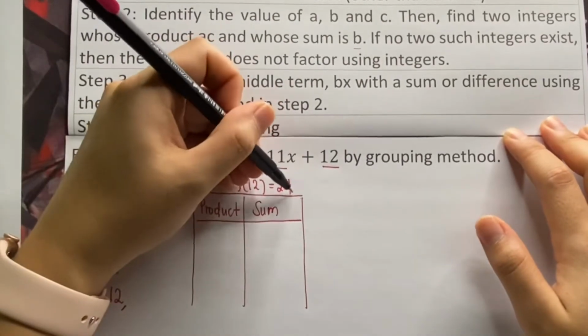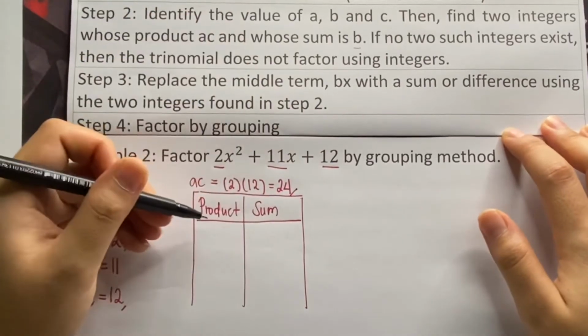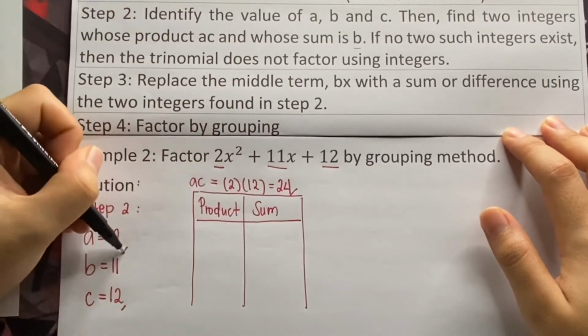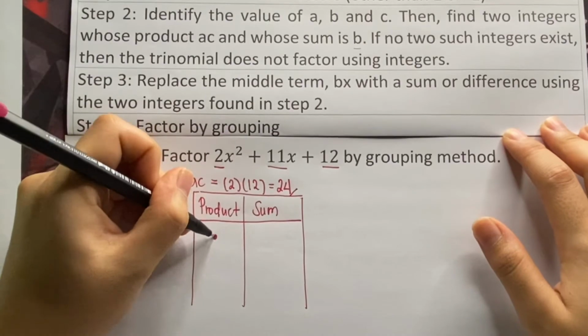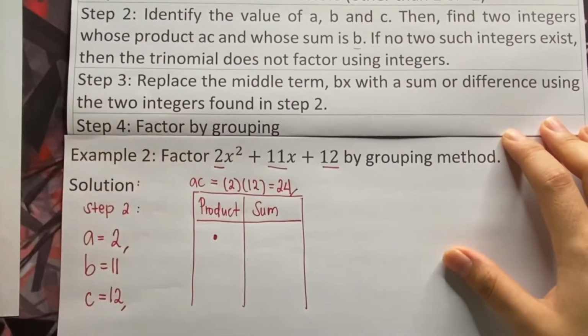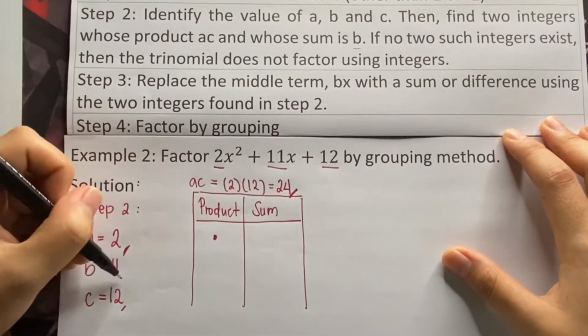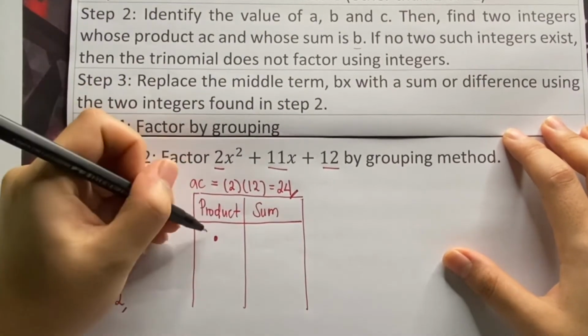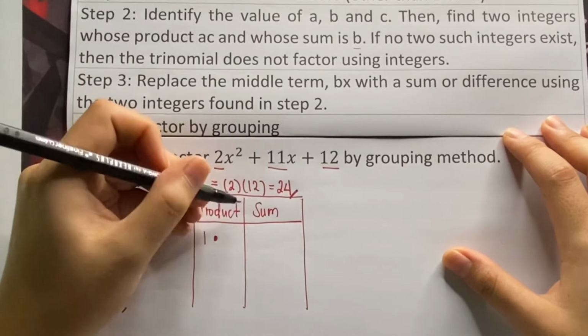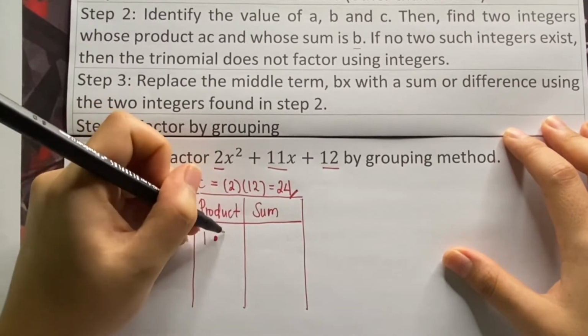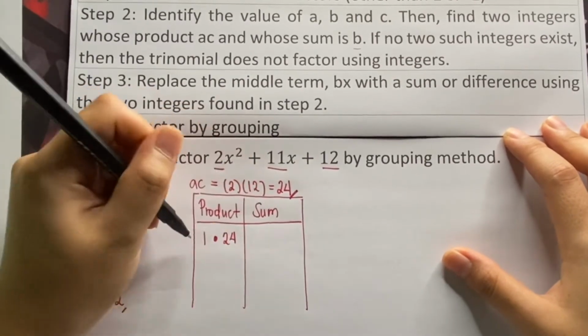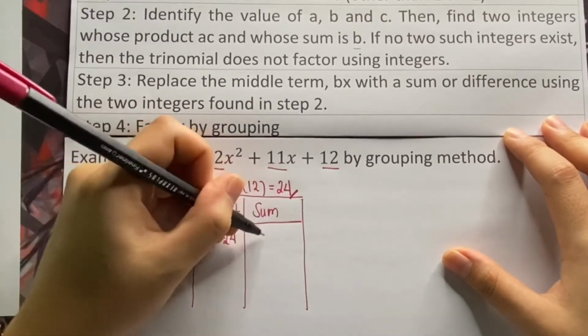So, dahil positive ang product and positive ang sum, so magiging madali na lang dahil ang factors ay magiging positive parehas ng sign. So, ano ang factor ni 24 na kapag pinlas ay 11? Let us find. Start with 1. 1 times 24 is 24. And 1 plus 24 is 25.